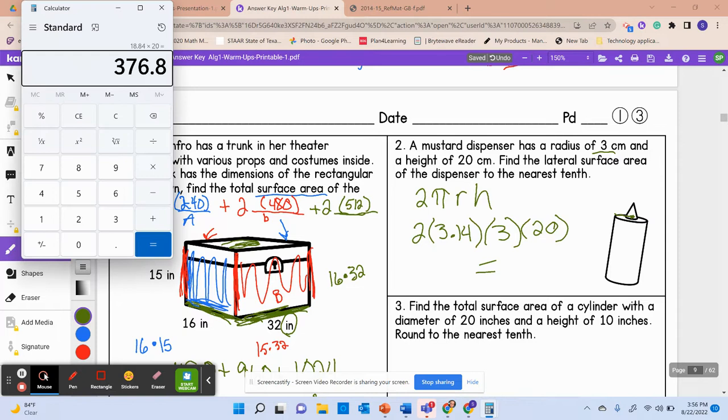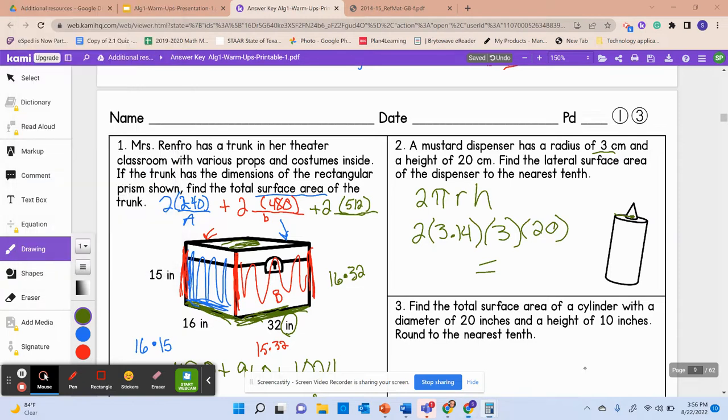Let's double check it. 376.8. 376.8 centimeters. And it was the surface area, so area is squared.